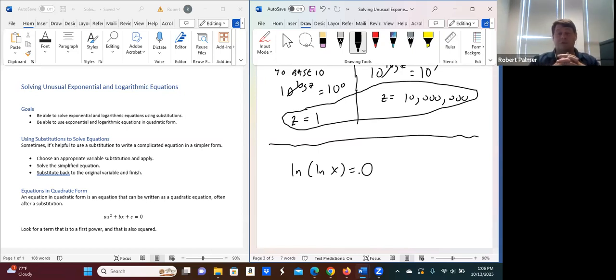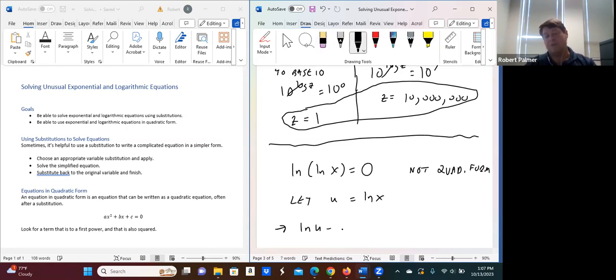But here we can still use substitution. This is also not a quadratic form. This is something different, okay? I'll still use the substitution. I'm going to let the natural log of x be equal to, let's use u again. I'll let u equal natural log of x. Plug that in, then I have natural log of u is equal to 0.